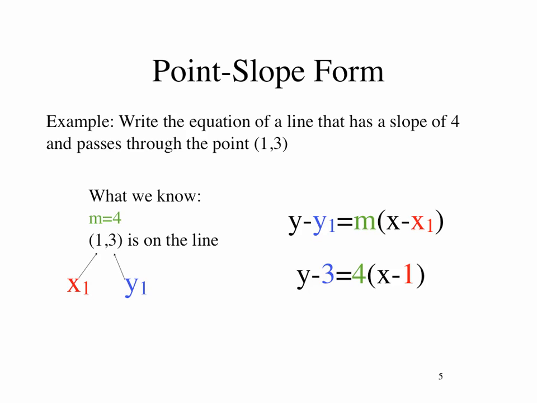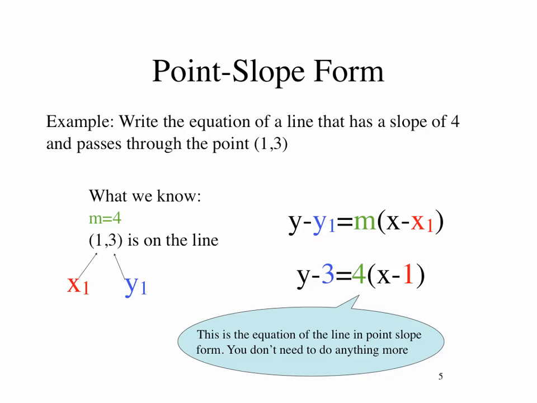Here's the good news. This is all you need to do. You don't need to solve for y, you don't need to apply the distributive property. You can leave the equation of this line just like it is. This is the equation of a line in point-slope form. Unless a problem tells you to convert from point-slope form to some other form, like slope-intercept, you can just leave this equation alone.